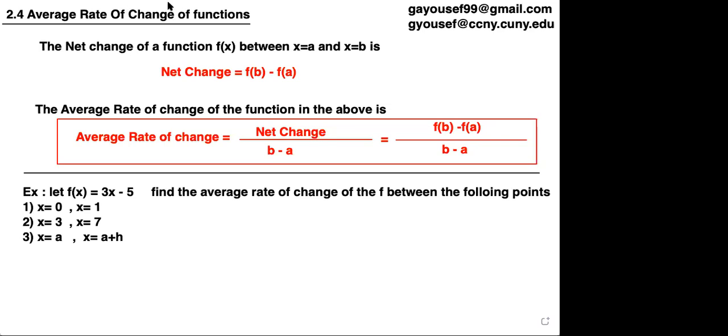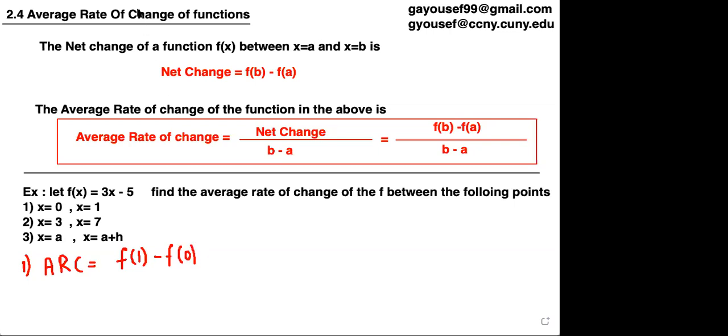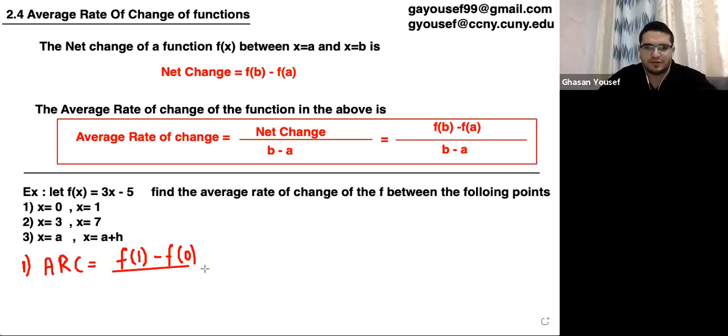So it's going to be f of 1 minus f of 0. Number one, the average rate of change equals f of 1 minus f of 0 over what? Over 1 minus 0. This is correct. Now plug the 1 inside the function.